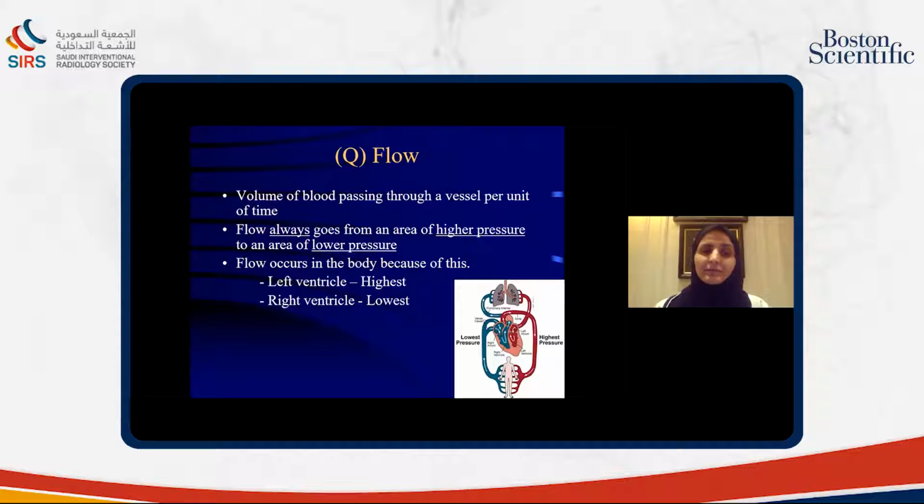We say that flow always moves from the area of highest pressure to the area of lowest pressure. For example, the pressure in the left ventricle is higher, so that makes the blood move from the high-pressure area to the low-pressure area, to the right ventricle of the heart.